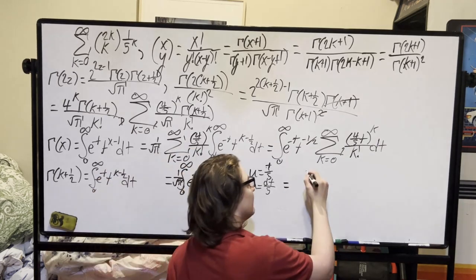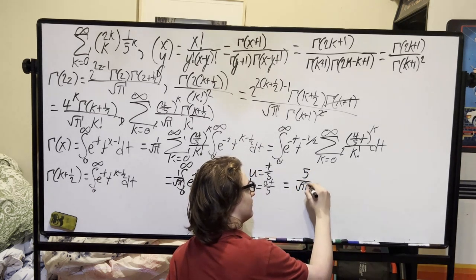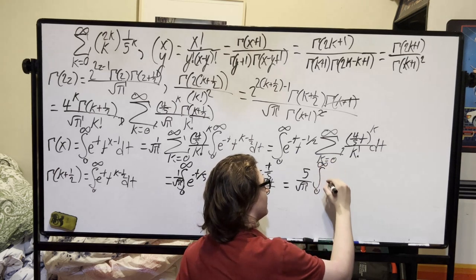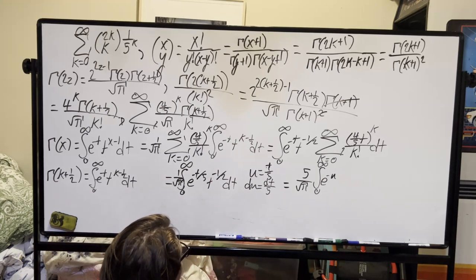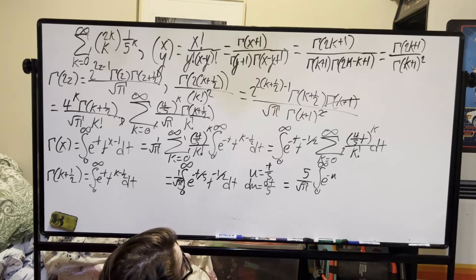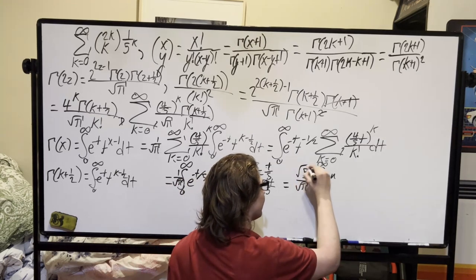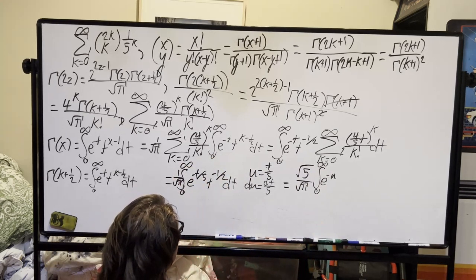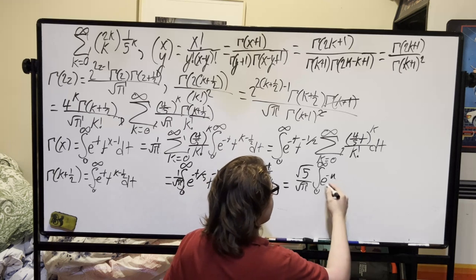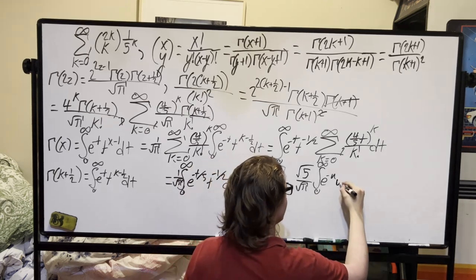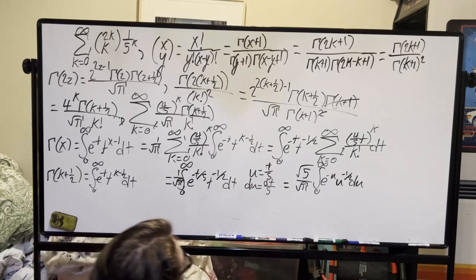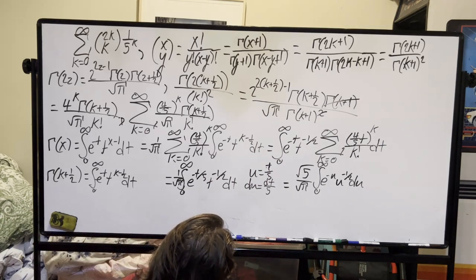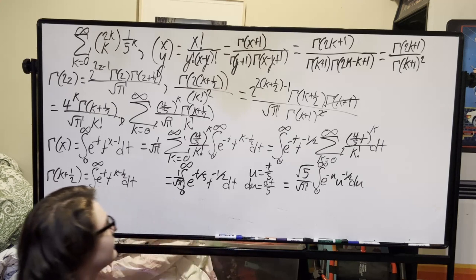So then you have 5 on root pi times the integral from 0 to infinity of e to the minus u. And then since t equals 5u, you're going to have 1 on root 5. So then you would have 5 divided by root 5, so that's just going to be root 5. It's going to be e to the minus u, and then u to the minus 1/2 du. So, what does that finally yield? I'm just going to confirm this is all accurate. Yeah, 1/5 dt, yep, that makes sense.